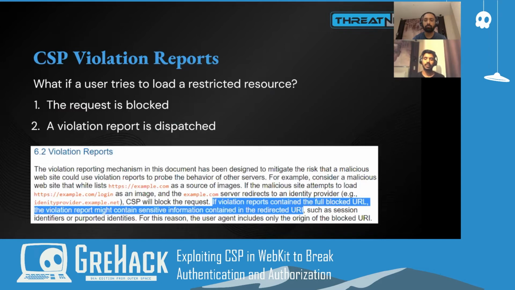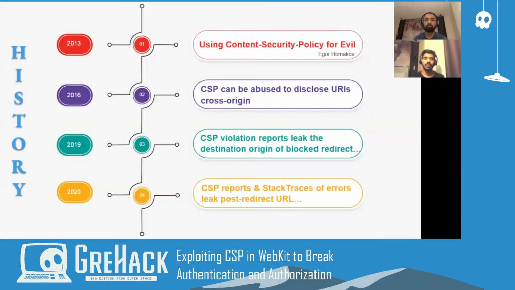However, it recommends including the origin of the blocked URI, which is still an issue, and we have a long history of reports on that. We found a few disclosure reports on Chromium issues leaking the origin of the blocked URI in one way or another using CSP. All these reports share the same problem, the leakage of the cross-origin redirect URL. Thus, we'll only talk about the first one from 2013 by Gohamako, when CSP was still in its infancy.